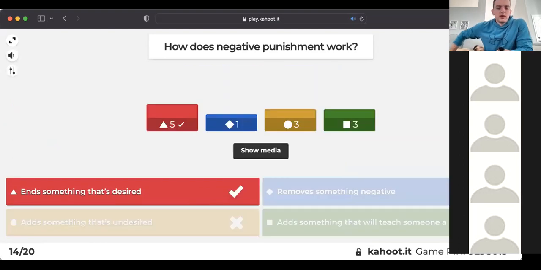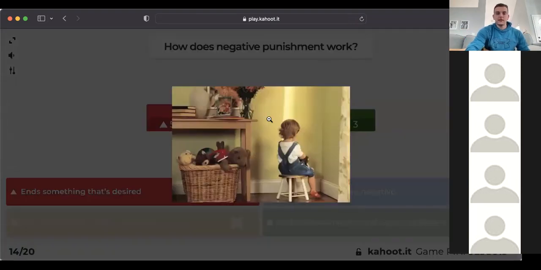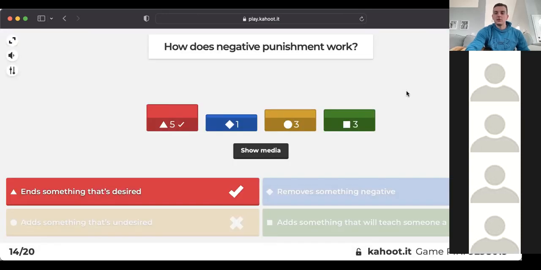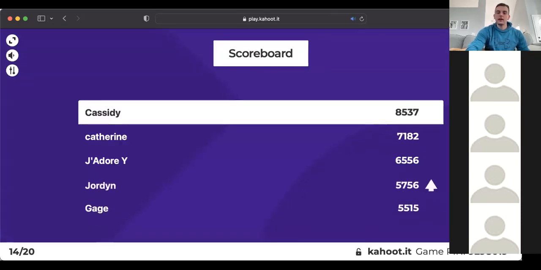So negative punishment, you are ending something that's desired. So if you acted out and misbehaved and your parents took away your cell phone for like a week, that would be negative punishment because you're taking away something that somebody wants. In this case, I don't think this is a great example because this appears to be positive punishment. This appears to be this little girl or guy, don't really know, has done something naughty and has been put in the corner. So that seems to be something unpleasant being introduced rather than something good being taken away.